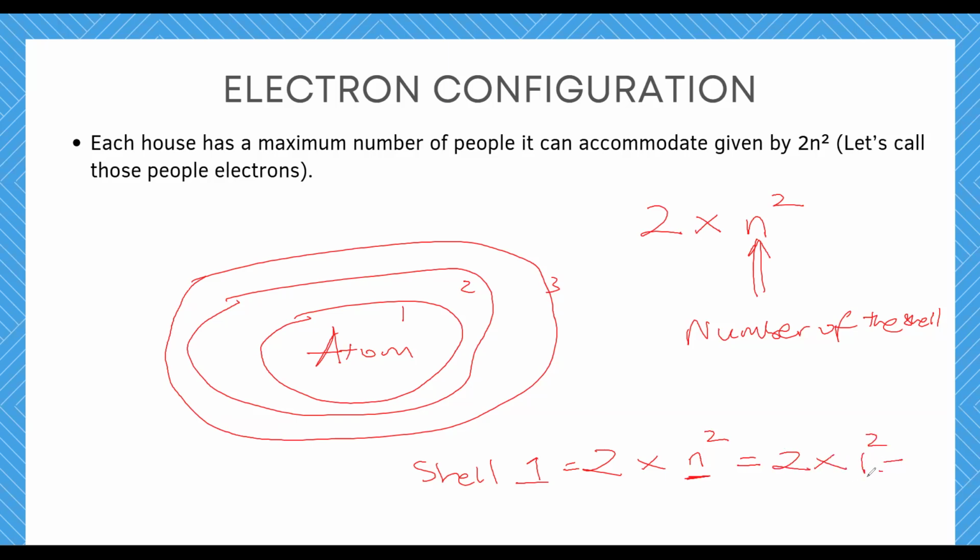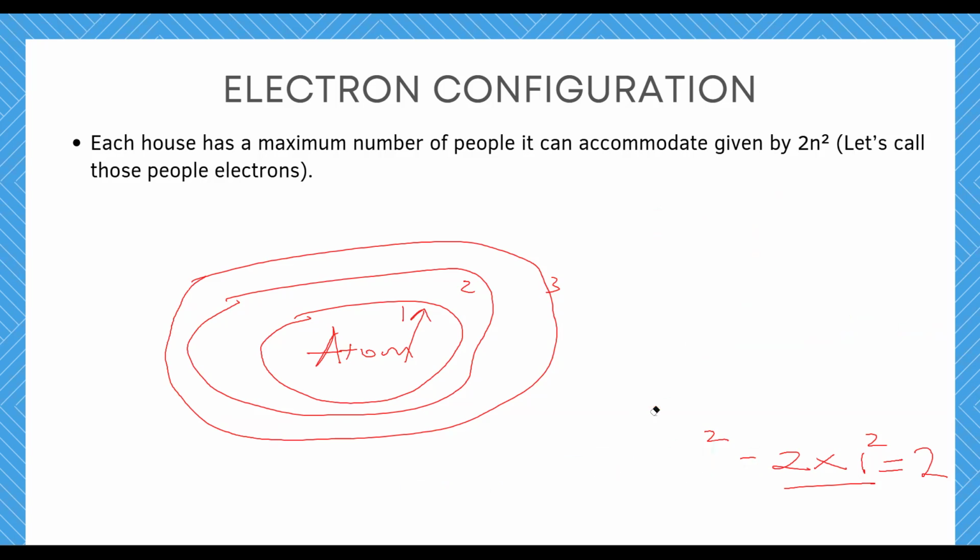Now, I want someone to give me the answer to this. 2 times 1 raised to power of 2 is what? 2. Very good. 2 times 1 raised to the power of 2 is 2. In other words, the maximum number of electrons that can stay in shell number 1, which is this one over here, is 2. Did you see that? Is anybody confused?